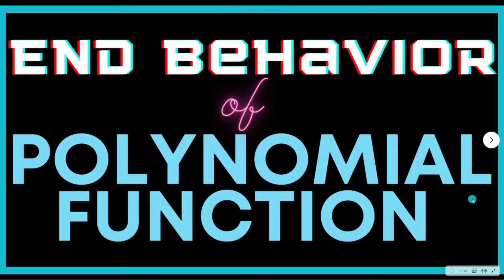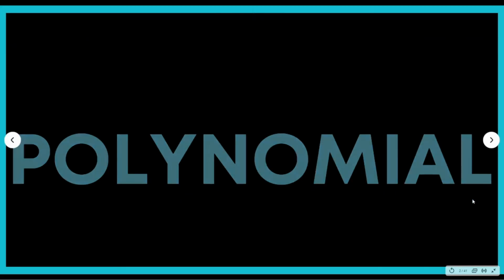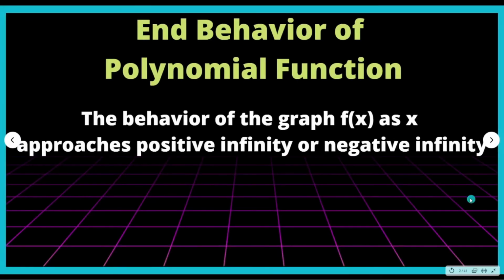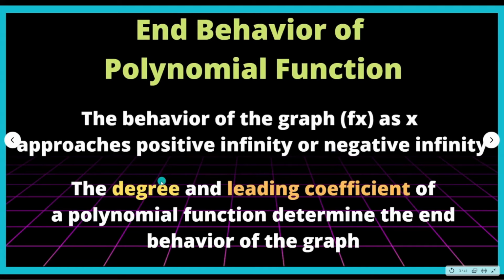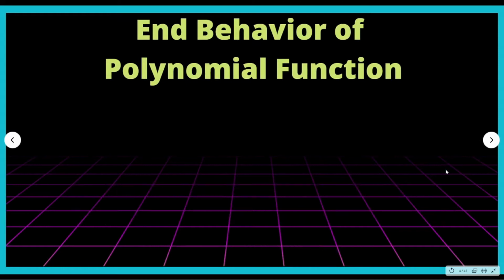This is the end behavior of polynomial functions. It is the behavior of the graph f of x as x approaches positive infinity or negative infinity. And how do we identify the end behavior of the graph? We simply look and identify the degree and leading coefficient of the polynomial function.